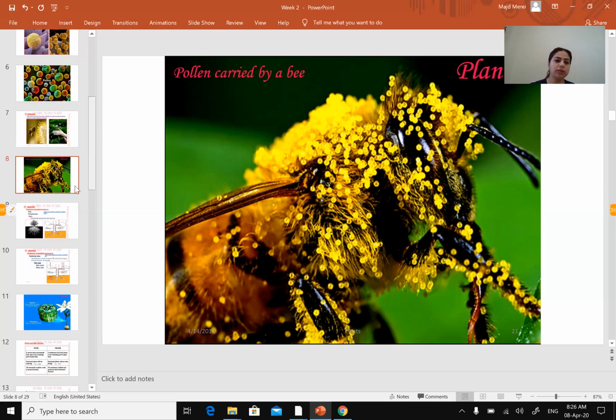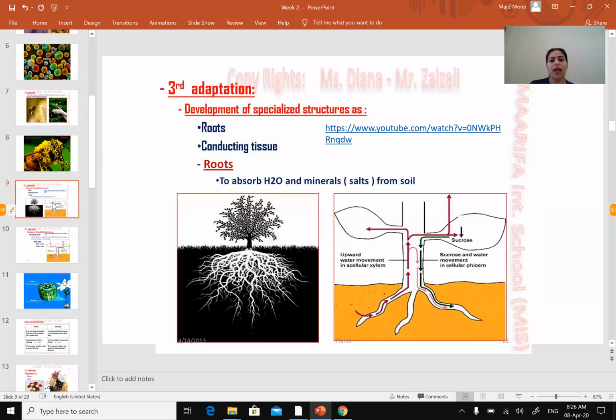The next adaptation is having roots and conducting tissues. Remember, I told you during the first session that when we are discussing these adaptations, we are discussing adaptations related to vascular plants, because you will learn later that there are two types of plants, non-vascular and vascular plants. So having true roots and conducting tissues are related to vascular plants. So the third adaptation is development of specialized structures such as roots and conducting tissues.